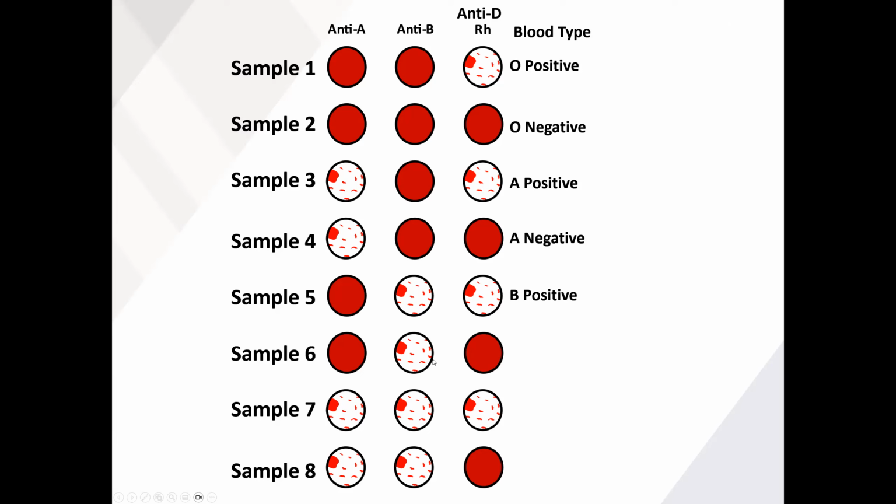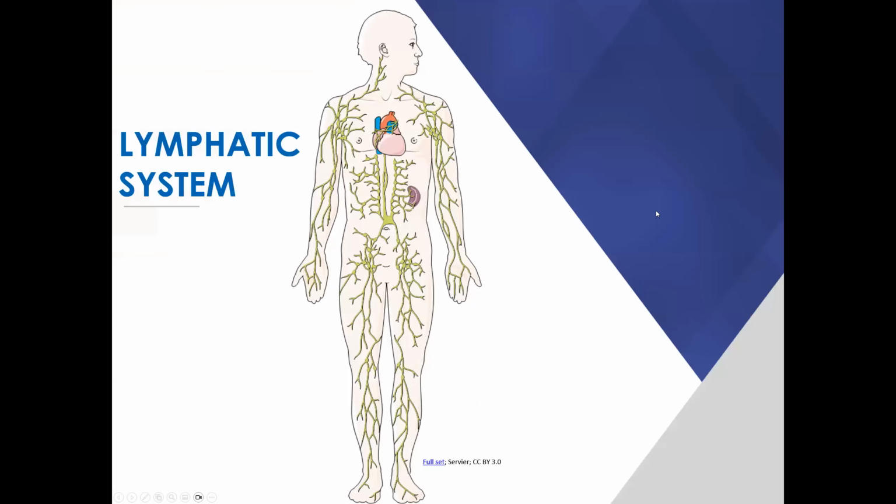Sample 6 is B negative. Sample 7, clotting everywhere, AB positive. And sample 8 is AB negative. Awesome. Looks like everyone did well on their lab exam, right?